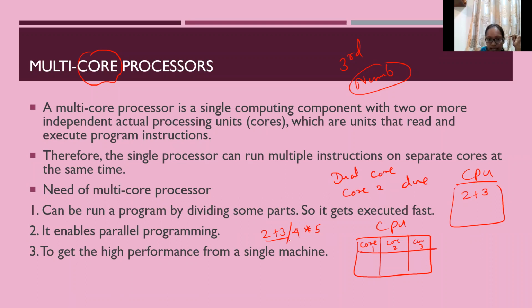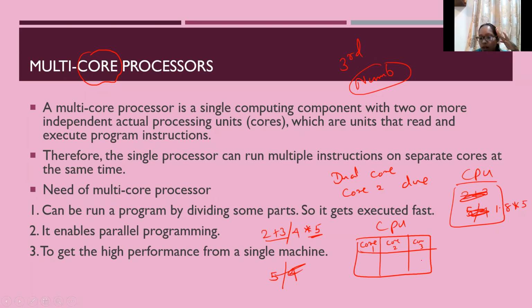Then it will take the division, division by 4. Then it will take 5 divided by 4 the second time, and maybe the answer is say 1.8. Again, the third part, 1.8 into 5. So this whole calculation it will do in 3 steps: the addition part first, then the division part, then the multiplication part. If the CPU has only one core, it has to be done in 3 steps.